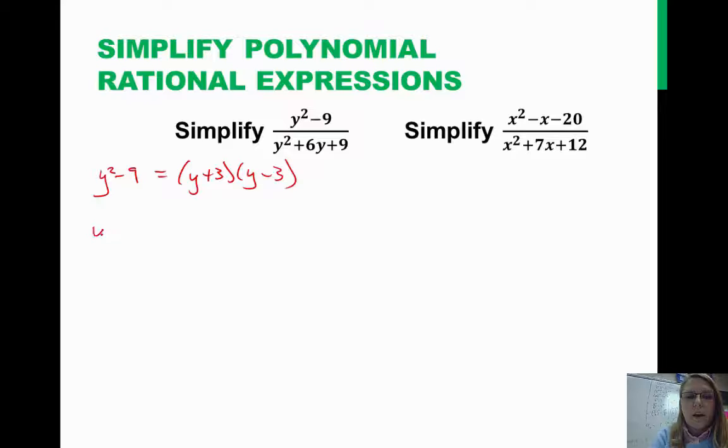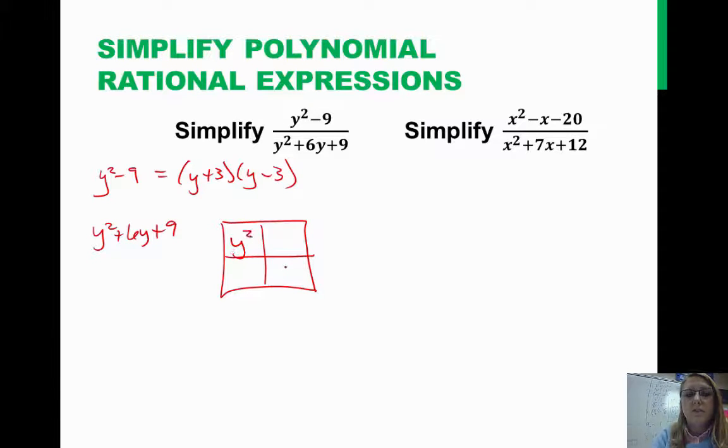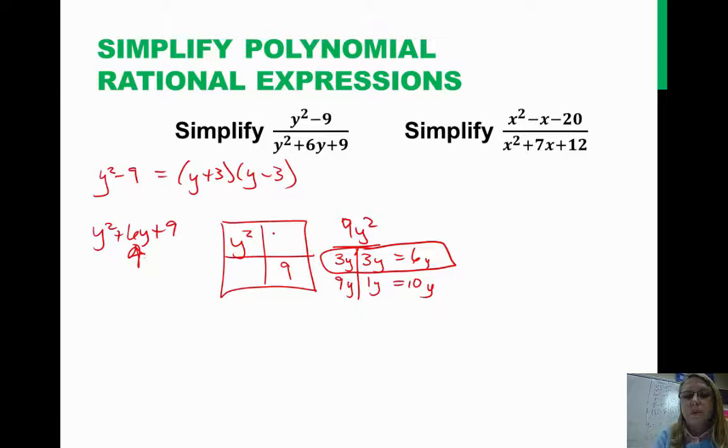Now, the y squared minus 6y plus 9, oops, this is a plus, we can use our box to factor this one. So y squared goes here, 9 goes here. Y squared times 9 is 9y squared, and then that breaks into, either we can say 3y and 3y, or we can say 9y and 1y. This one adds up to 6, this one adds up to 10, so we want this one right here because that is our middle term. So this will be 3y here.